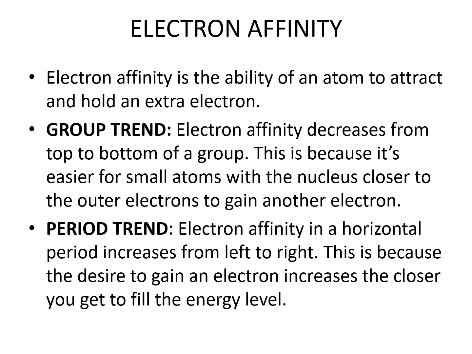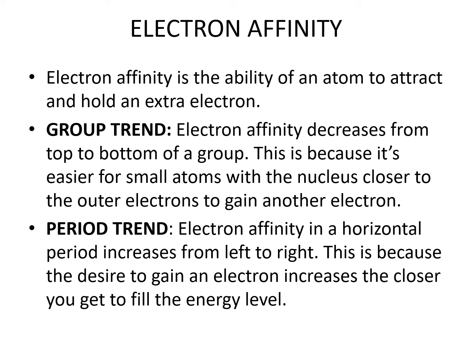Next is electron affinity. Electron affinity is the ability of an atom to attract an electron towards itself. Group-wise, electron affinity decreases from top to bottom. This is because it's easier for smaller atoms with a nucleus closer to the outer electrons to gain another electron, and hence electron affinity decreases from top to bottom.